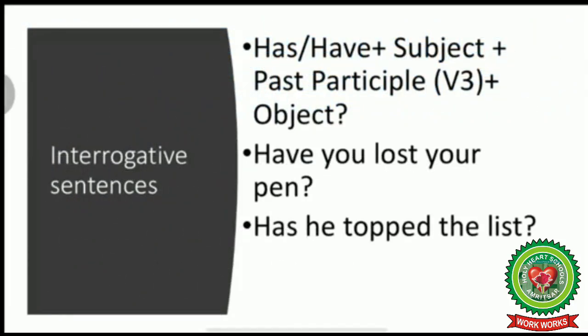Now, interrogative sentences. As I have told you, an interrogative sentence starts with a helping verb. So in this case, has or have plus subject plus past participle, that is third form of the verb, plus object, followed by a question mark. Do not forget to put this question mark at the end. For example, have you lost your pen? Question mark. Has he topped the list? Question mark.